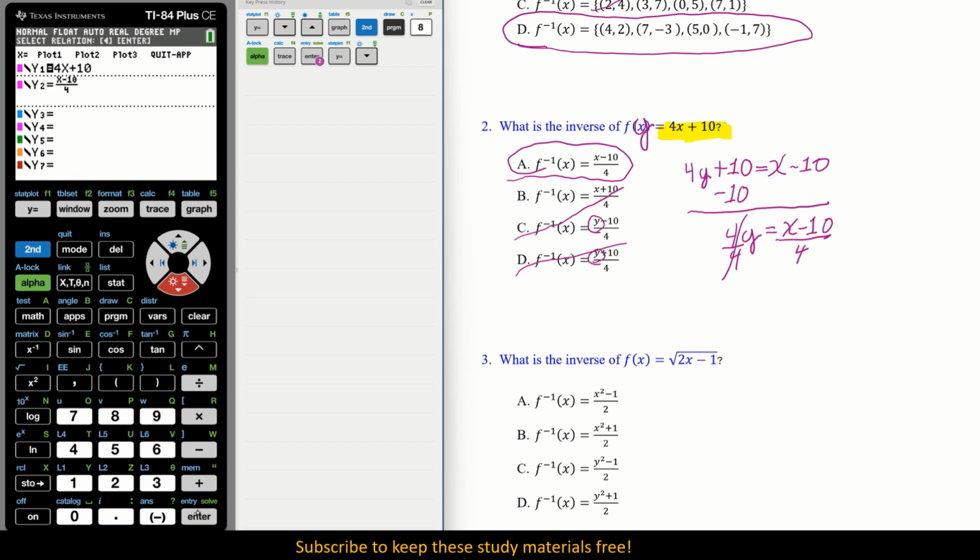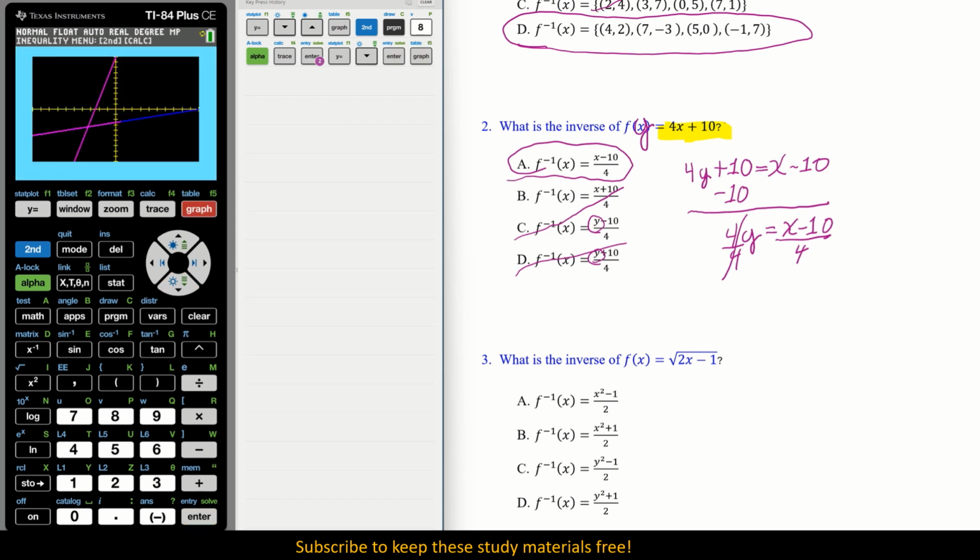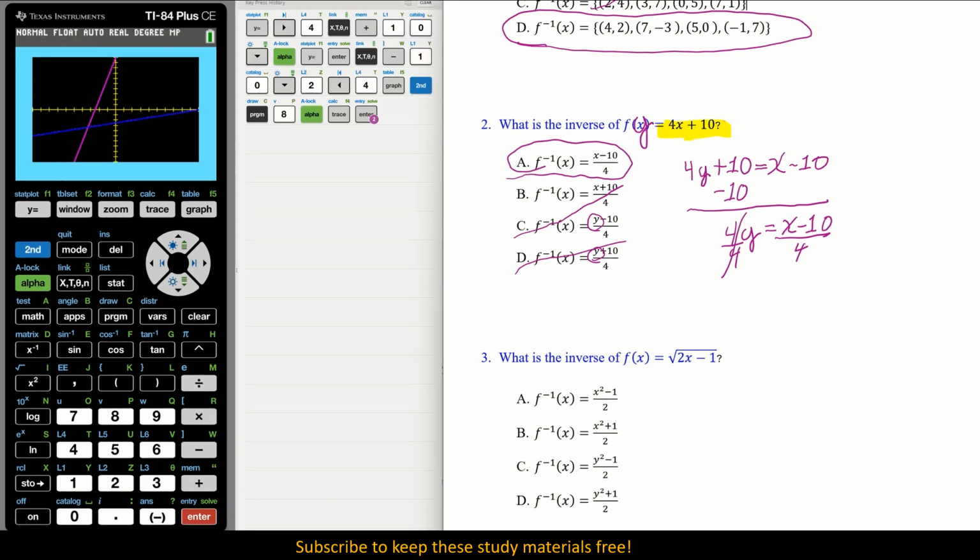Now, let's go back to y equals, and I'm going to turn on my y2, which is our option A that we're saying is our inverse, and we're checking it. Okay, so push enter to turn it on. Now push graph again. There it goes. And checked. A is verified.